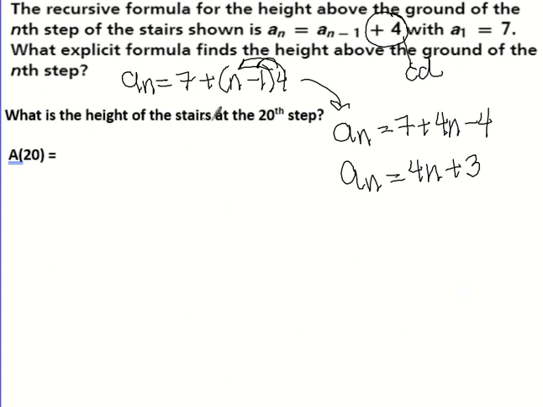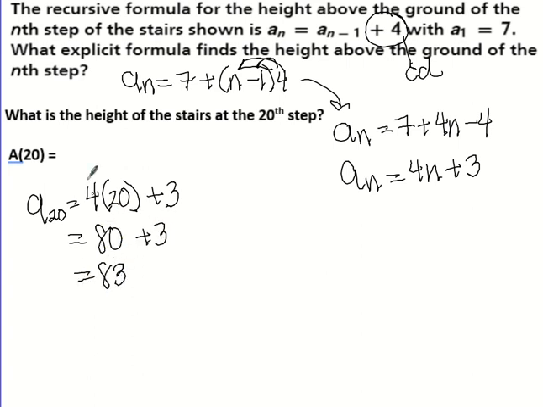Now, the whole point of that is so we can then use it to find other things. So this wants to know what is the height of the stairs at the 20th step, a_20. So what that looks like is we're going to use this explicit formula. I'm looking for the 20, so I'm going to go 4 times 20, that's my n. Remember, this stands for n, this stands for n, plus 3. So we get 80 plus 3, and we get 83. So a_20 is 83. And that means it's 83 whatever. I don't know if it's feet or inches. I'm assuming if it's steps, it's probably feet. But there's how we then use our explicit formula.